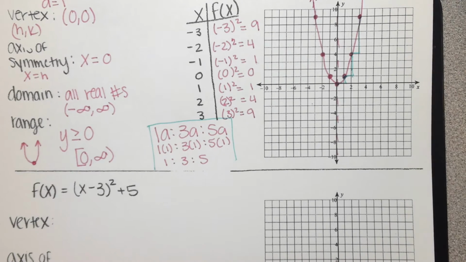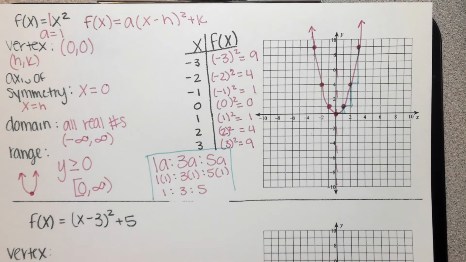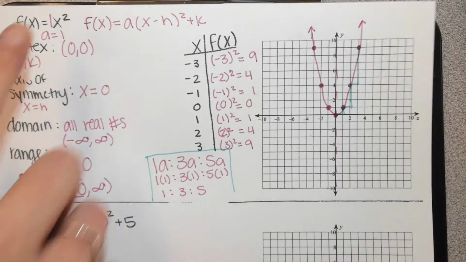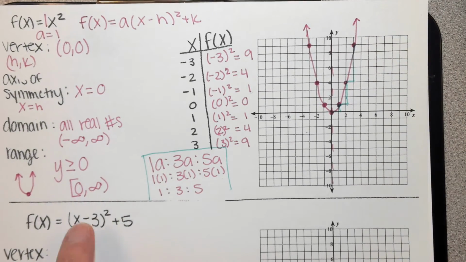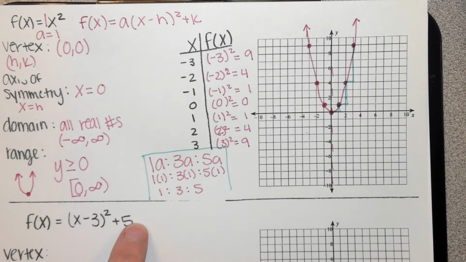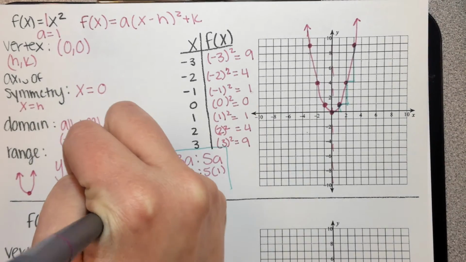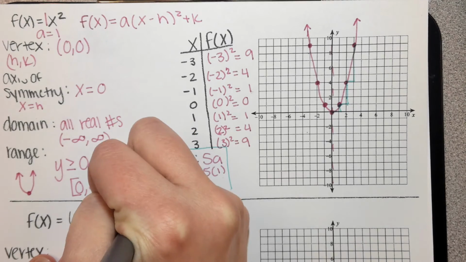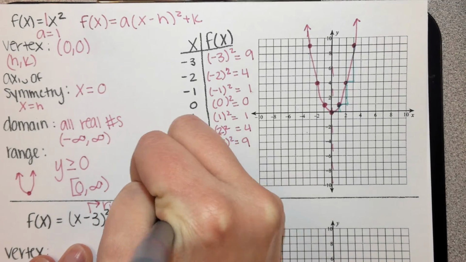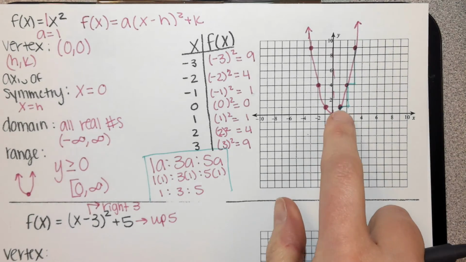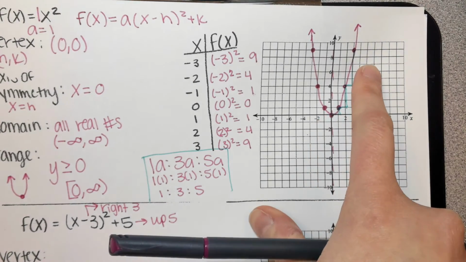So before we even start pulling out any information, let's look at it in comparison to the first one. So this one was just an x squared. This one we have a negative 3 inside and a 5 on the outside. So based on what I wrote down in those notes earlier, this tells me that my U shape is going to be moved right 3 and up 5. Okay, so it's going to look just like this one, except it's going to go over 3 and up 5.